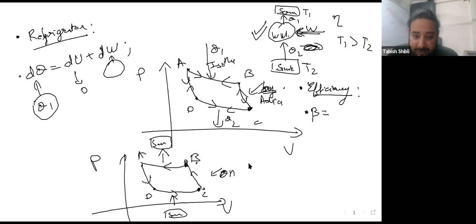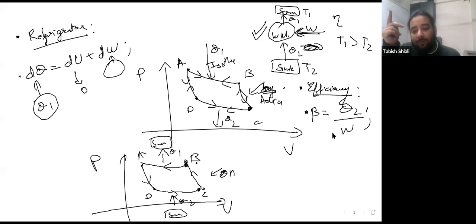So how do you define this? This is again Q2 and this is again Q1. So how do you define this beta? It's given by the ratio of Q2 and the work done. It's opposite now. There eta was defined by work done divided by heat input. Here it's how much heat you can extract from whatever you want to cool, divided by the total amount of work you need to do to cool that substance, right?